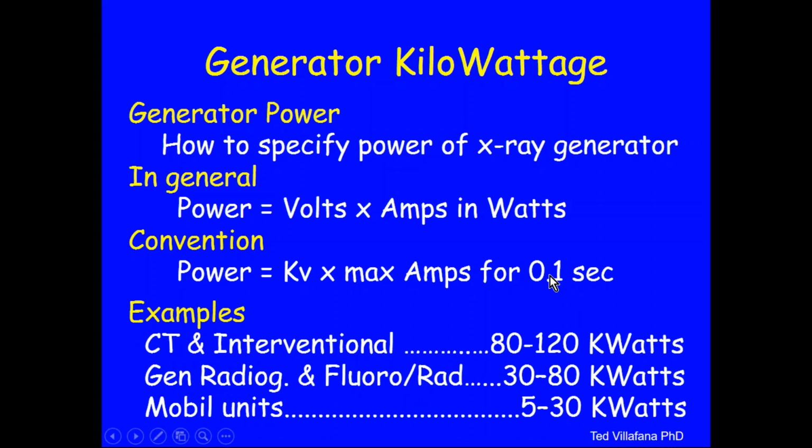Okay, so as an example, CT and interventionals take the greatest power. We need power to generate those systems, and they're usually between 80 and 120 kilowatts. The next one in line would be general radiography and the fluorographic radiographic, standard GI fluoro units that can go up to 80 kilowatts. And then mobile units, which are the least powered, a maximum, let's say, of 30 kilowatts.